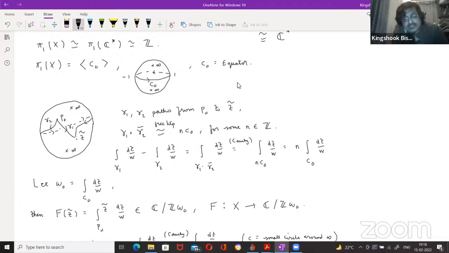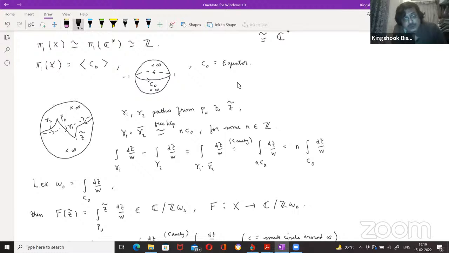And now, since these two paths are freely homotopic, by Cauchy's theorem, this is the same as the integral over C naught of dz over w. And so that will be n times the integral of dz over w over C naught. So we get this number here. That means the integrals over any two paths differ by an integer multiple of a fixed constant, the integral over this equator of dz over w.